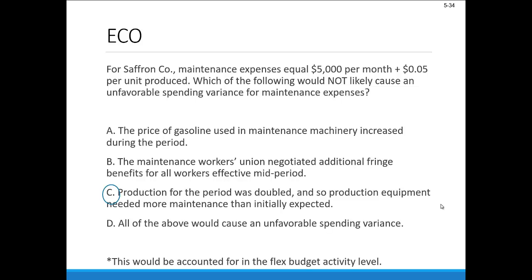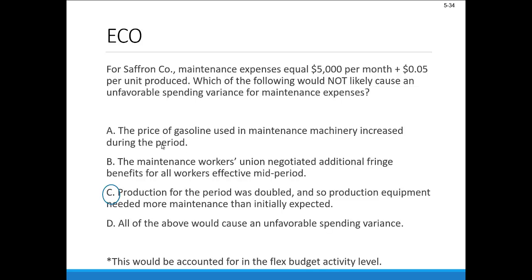That would be C. Production for the period was doubled, and so production equipment needed more maintenance than initially expected. So assuming we have reasonable cost formulas for these things like maintenance expenses, this change in activity should already be accounted for in that flex budget activity level. So we would already be isolating that difference over in the activity variance. So we shouldn't be driving a spending variance by just this change in activity.